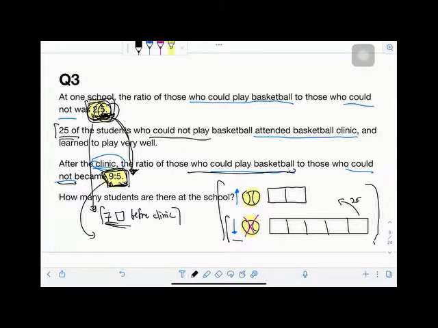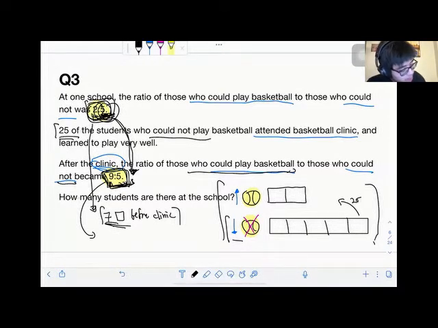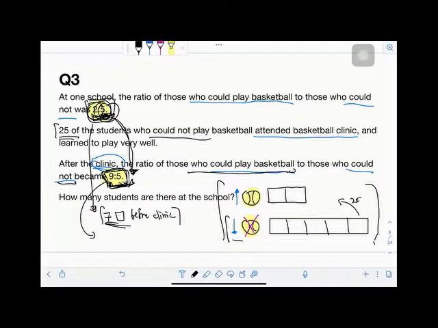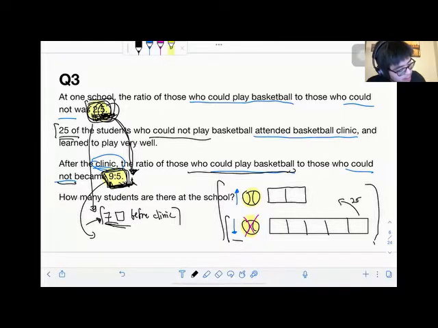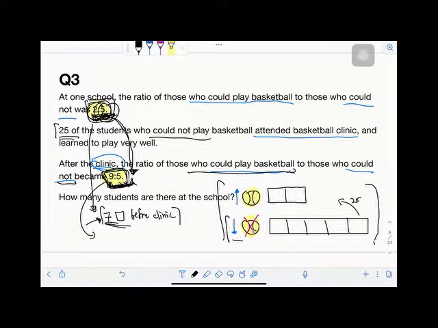But after the clinic, the ratio of those who could play basketball is 9:5. What we said earlier at the top, the 2:5, the total number of students is 7 boxes. So after the clinic, with a 9:5 ratio, how many total boxes are there for all the students? 14.